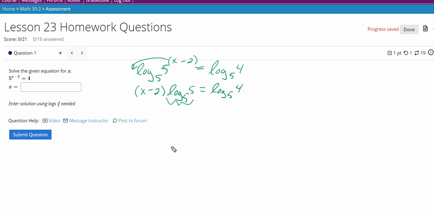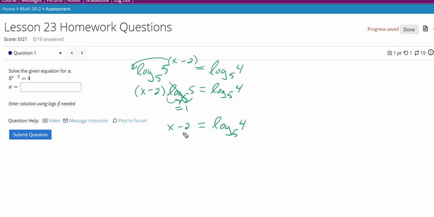Remember what this is. If I have log base 5 of 5, this is saying 5 to the power of what is equal to 5, right? So 5 to the power of 1 is equal to 5. So this would be 1. So in the end, this whole thing was just 1, which makes life a lot easier, because if this is just equal to 1, then it just cancels out. It just goes away. So now all I have left is x minus 2 times 1, if you like, but that doesn't do anything. So just x minus 2 is equal to log base 5 of 4.